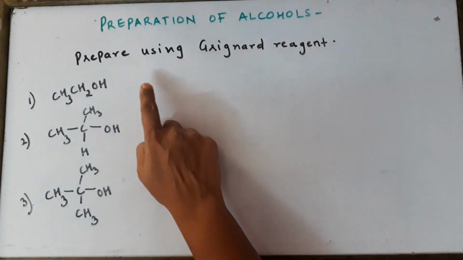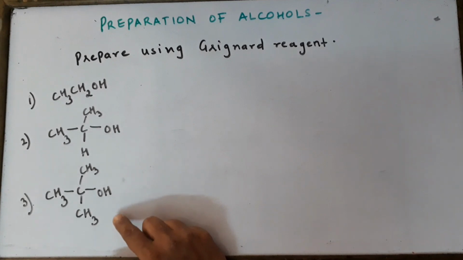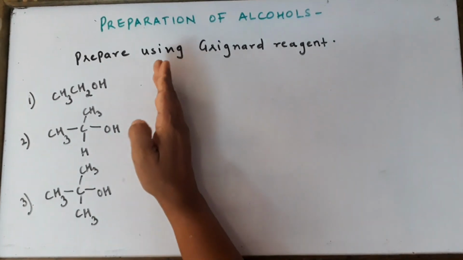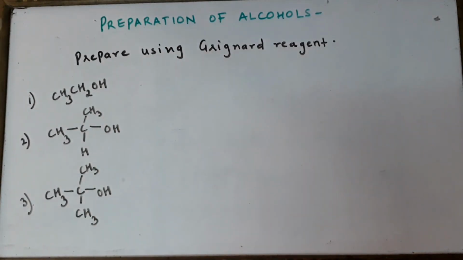Primary and secondary alcohols can be prepared by a variety of techniques, but for tertiary alcohols we are going to use only one technique, that's using Grignard reagent. Now let us apply our knowledge and prepare these three alcohols by using a suitable Grignard reagent.